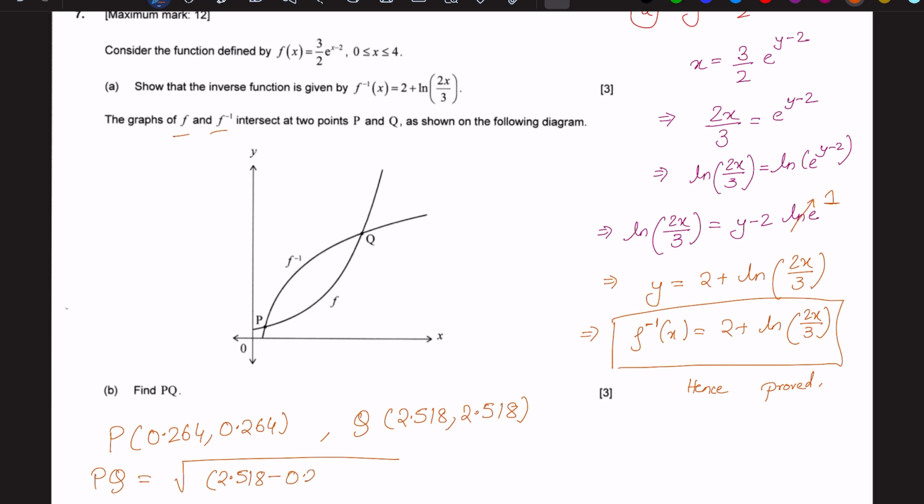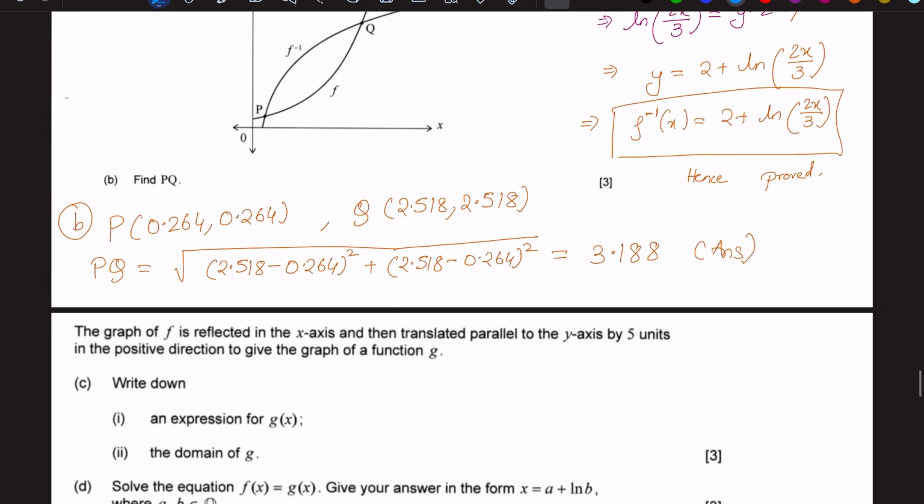2.518 minus 0.264 whole squared plus 2.518 minus 0.264 whole squared. Now if I just quickly solve this, the answer will be 3.188, and this will be the answer to part B. Plain and simple. We can move on to the next part.